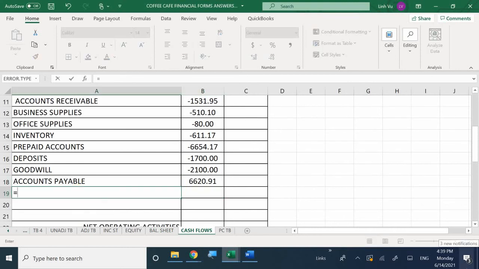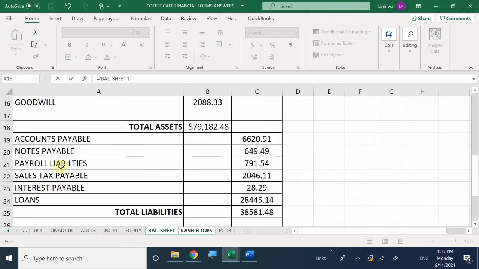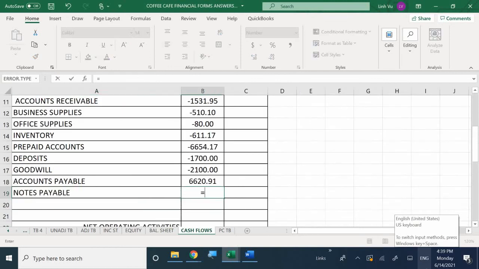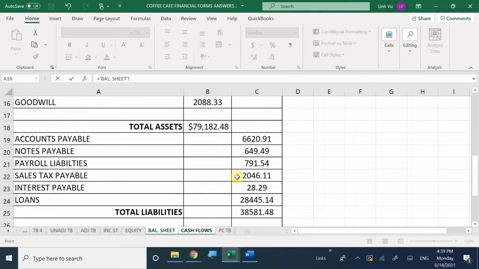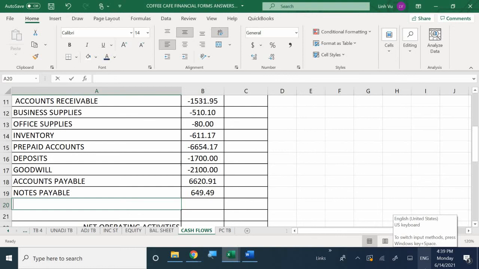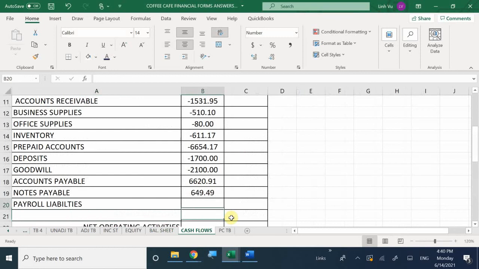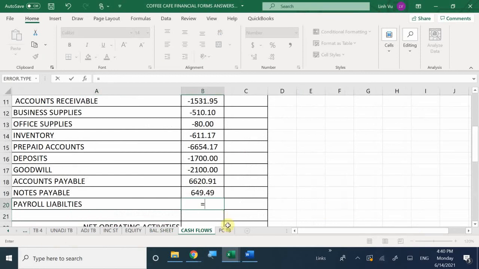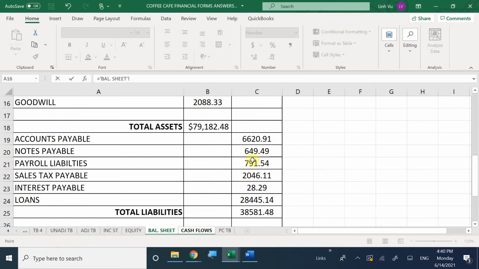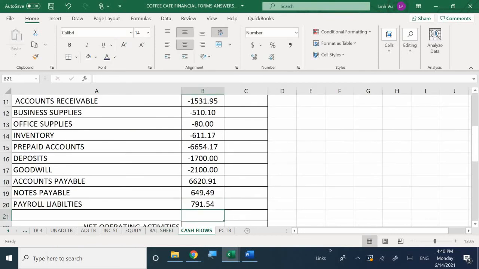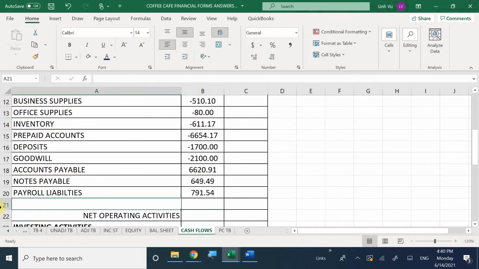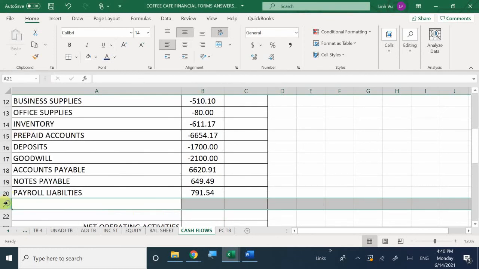Same thing with the notes payable, right? Did you make a payment yet? No. We still have it. So that's the idea here, that notes payable is something that you still have, for $69.49, right? Our payroll liabilities, right? Did we pay the government yet? No, so therefore we still have that money, for the 791.54. And I gotta add a little more.